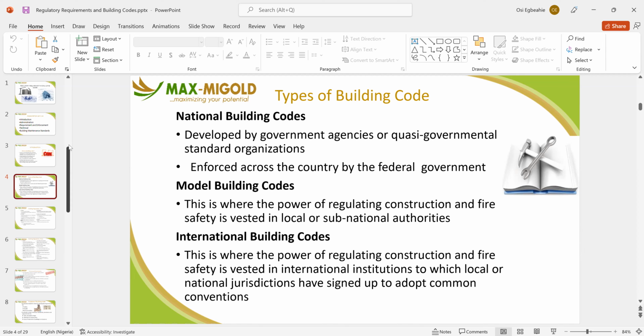I don't know why it's not that popular, maybe because of the peculiarity of the country. Anyway, they can ensure that buildings in Nigeria comply with the minimum required standards as it affects our region, which is the temperate region and a little bit of the sub-Sahara desert area, the savanna areas, which also occur in parts of Nigeria. Modern building codes: this is where the power of regulating construction and fire safety is vested in the local or subnational authorities.